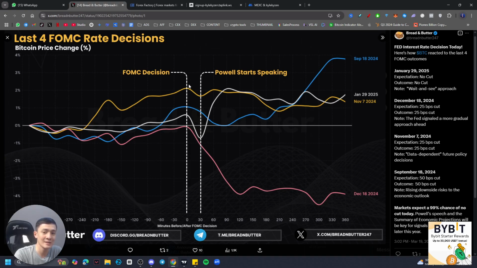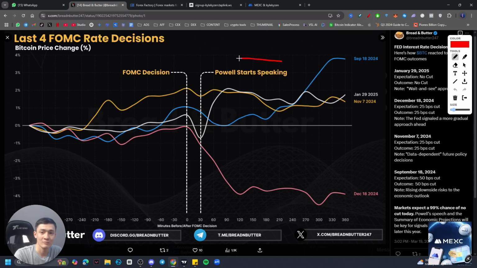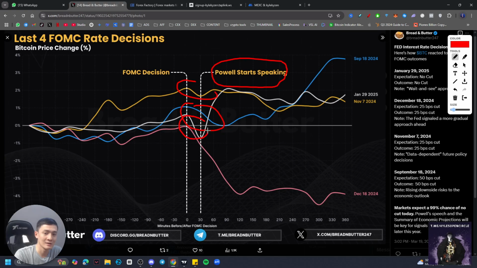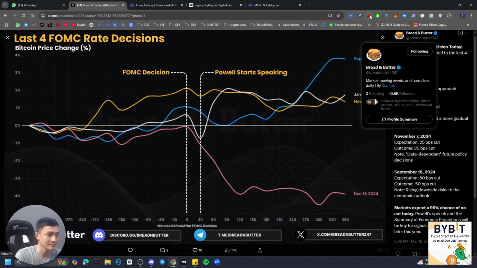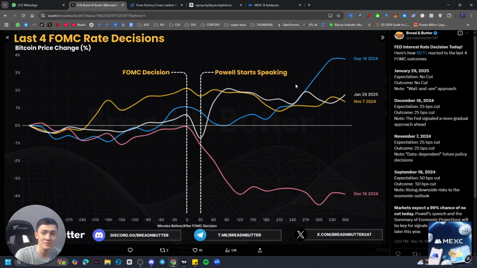Sebab apa yang penting ialah ni, when Powell start speaking, apa dia akan cakap, right? So tak kisah kalau ada rate cut, kalau tak ada rate cut, kalau ada rate hike, what's important is what is the outlook of the Fed dalam masa akan datang, right? So that will be much more important as compared to the actual FOMC decision.